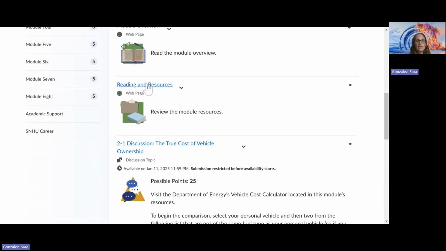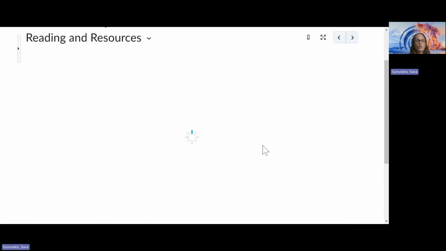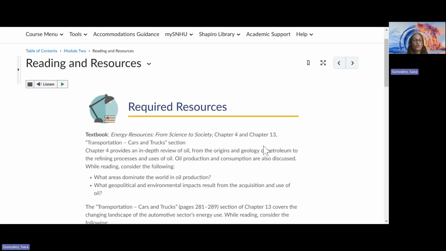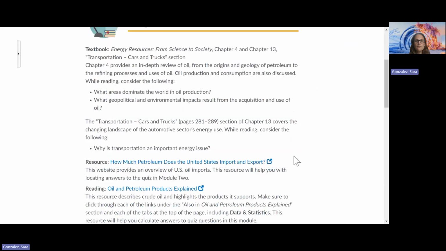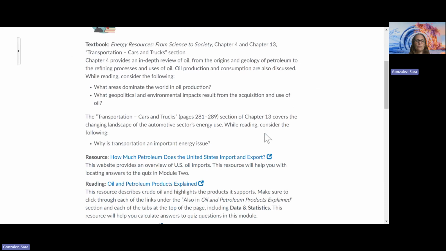This week in our readings and resources, we're going to concentrate here on chapters 4 and 13. Chapter 4 is looking at a review of oil, how we extract oil, oil production, and some of the dominant areas of the world where we get oil from. And then chapter 13 is looking at transportation, so converting that oil extraction to how we are using it in energy use.